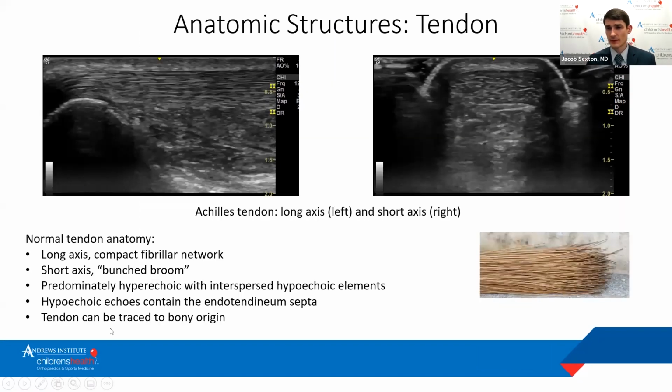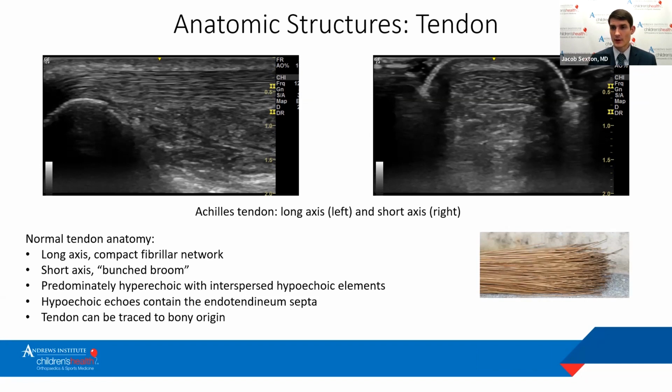So now we're going to discuss briefly what different anatomical structures look like under diagnostic ultrasound. First we're going to start with tendons. For their normal anatomy, they're going to be a compact fibrillar network in long axis, and in short axis they're going to bring on that bunch of broom appearance.